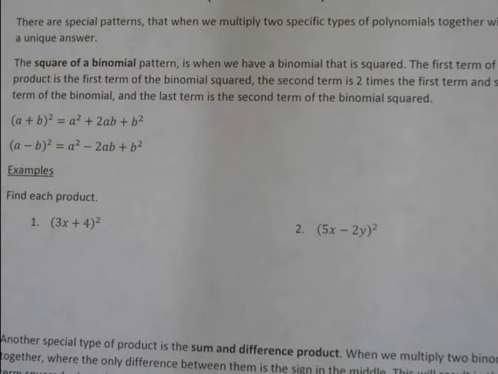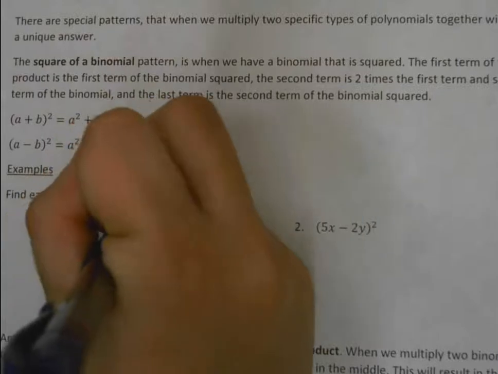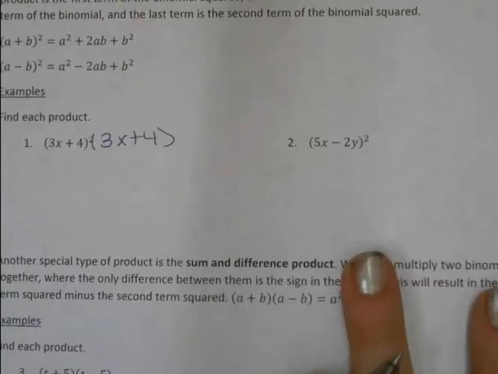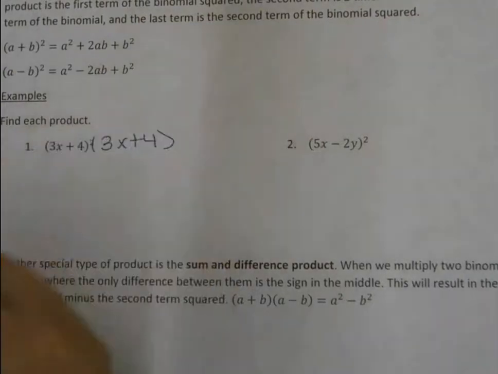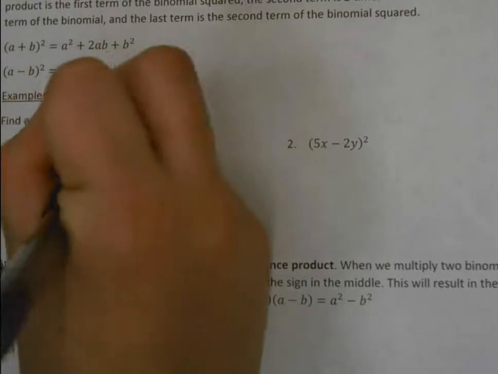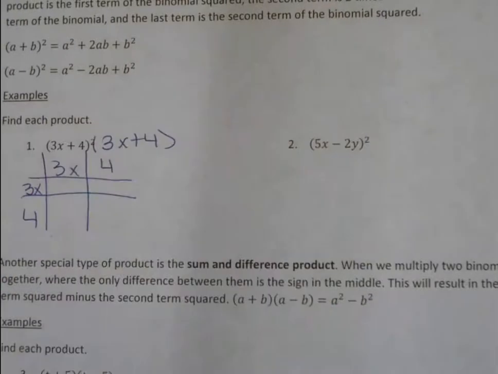Whenever I see the little tiny exponent of 2, it means there's 2 of this. So what I like to do is rewrite it. That's an ugly parenthesis, I'm sorry. Then I'm going to multiply these like normal. Which method do you want me to use? Box? Okay. So I have the same thing on the top and on the side because it's squared, so it's 2 of the same.